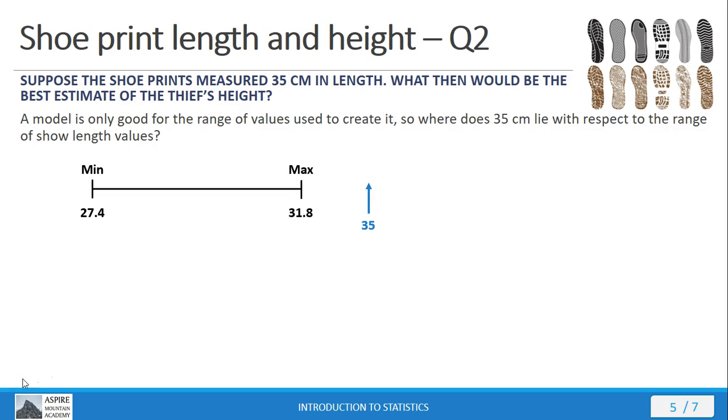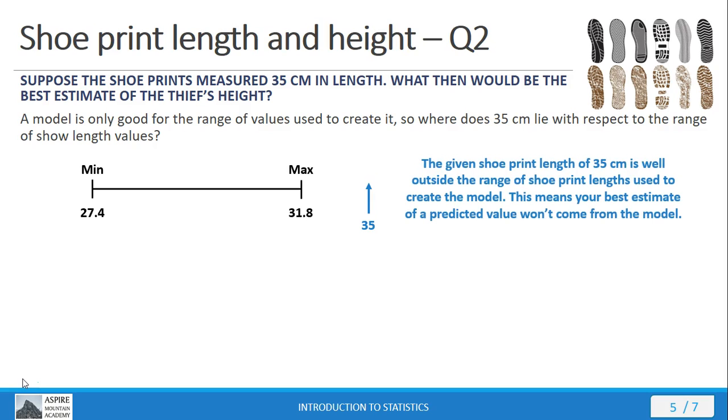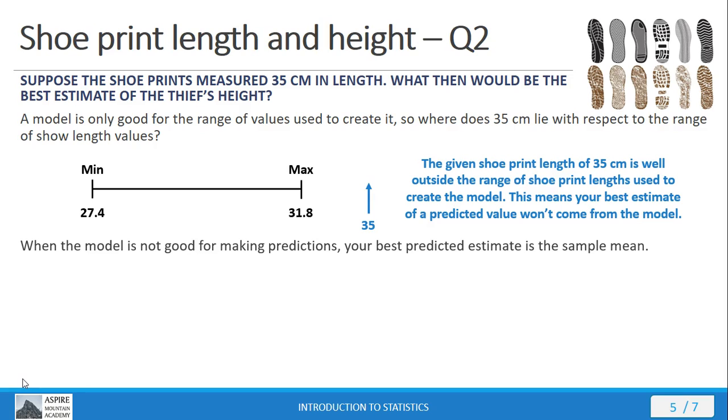And that means because we're outside the range for the data that's used to create the model, we probably shouldn't use the model to create a prediction. So our best estimate of a predicted value is not going to come from the model. It's going to come from the Y values themselves that we use to create the model. We're just going to take the mean value, and the mean value is going to be our best predictor, because the model we have is not really good for making predictions outside of the range of values used to create it.